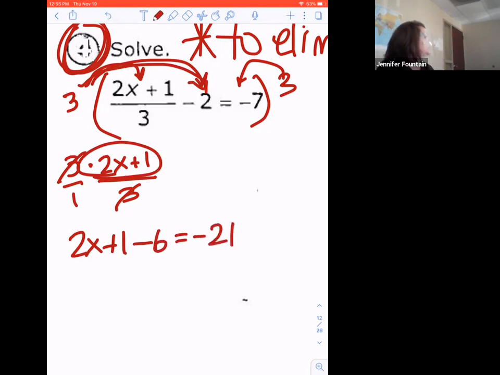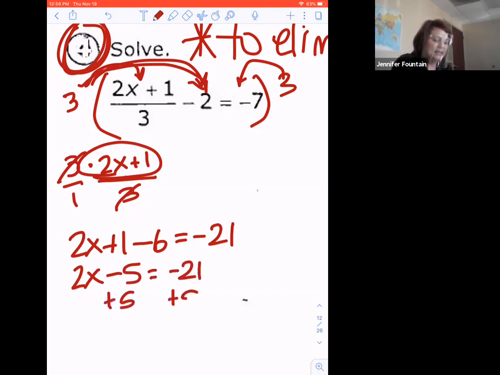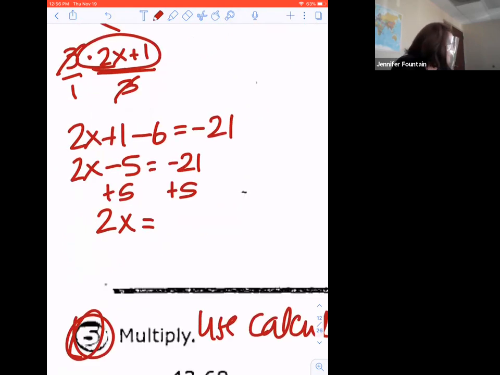So by multiplying by the denominator, that denominator goes away, and then I'm able to just have what was left in the numerator. So now I have 2x, I have plus 1 minus 6. 1 minus 6 is going to give me -5 equals -21. Then I'm going to add 5 to each side, and I have 2x is equal to negative 21 plus 5. Remember, when I'm adding a positive and a negative, I take the sign of the larger absolute value, so that would be negative, and then I find the difference. And 21 minus 5 is going to give me 16.